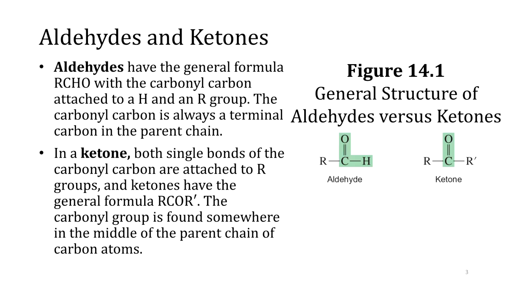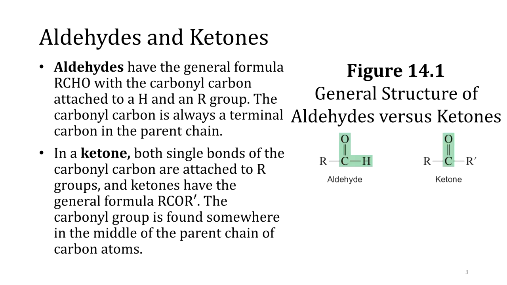We'll start off with the simplest systems, and that is the aldehydes and ketones. We talked about these earlier when we were looking at the oxidation of alcohols, and so we would see the formation of aldehydes and ketones. So aldehydes have the general formula RCHO, with the carbonyl group attached to a hydrogen and an alkyl group. The carbonyl carbon is always at the end of the molecule. It's always the terminal carbon that has been oxidized, and that's shown here. So we see a prototypical aldehyde.